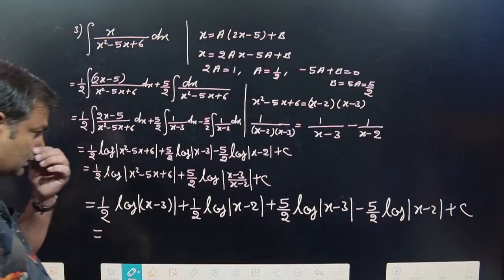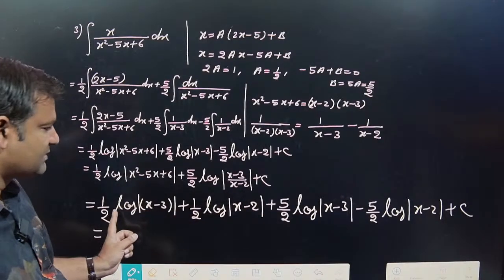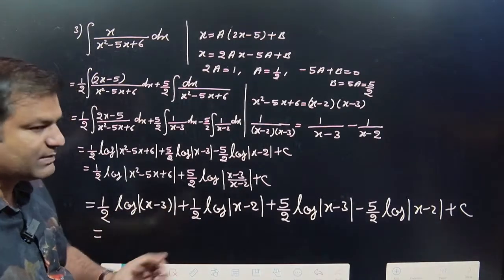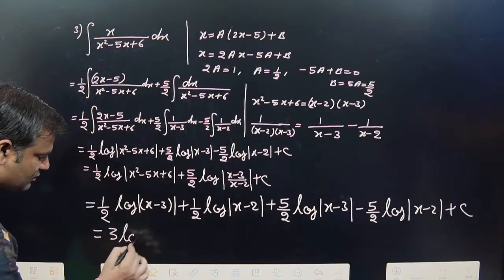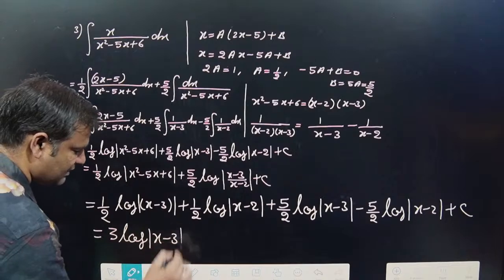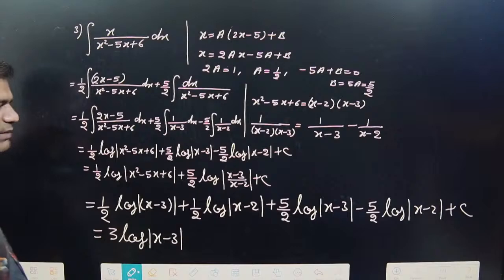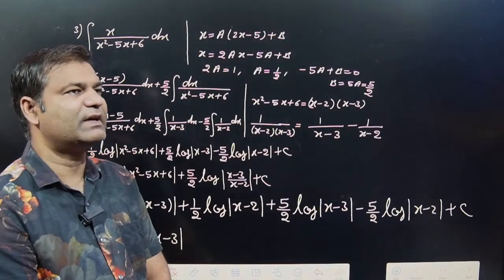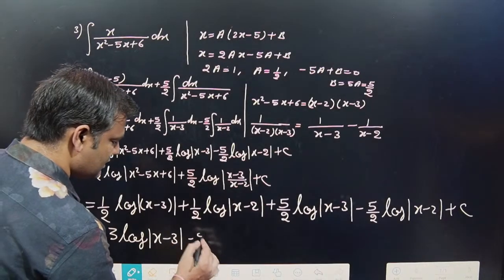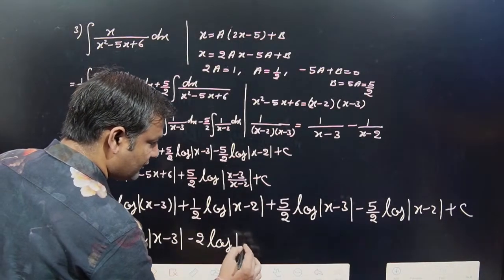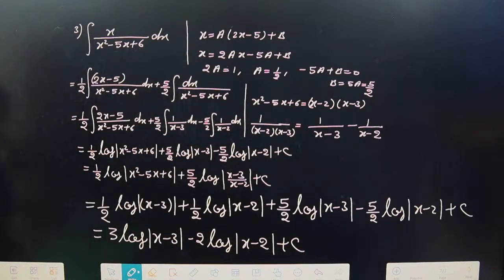So look here, that one plus that one: 1 by 2 plus 5 by 2, that is 6 by 2, which is simply 3. So 3 into log of mod of x minus 3. And this minus this is how much? 1 minus 5, that is minus 4 by 2, that is minus 2. So minus 2 into log of mod of x minus 2 plus c is the final answer. This is the final answer.